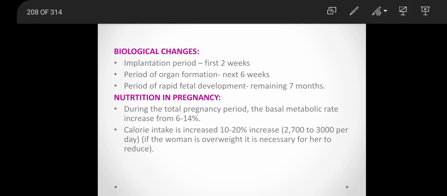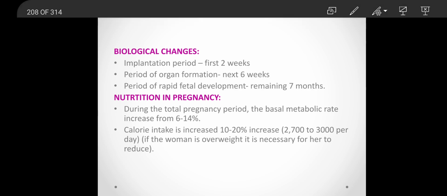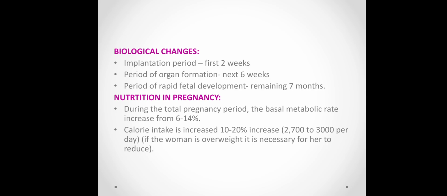Okay? So, may mga biological changes tayo in pregnancy. So during the implantation, that will be on the first 2 weeks, okay? Period of organ formation the next 6 weeks, and then the period of rapid fetal development is the remaining 7 months, okay? Mas mabuti na yung 7 months na preterm kaysa sa 8 months. Bakit? Kasi sa 7 months, hindi pa masyadong nagsastart yung lung development. While sa 8 months, nag-start na siya. And once lumabas siya, na-halt mo kalagitnaan yung pag-develop ng kanyang lungs.